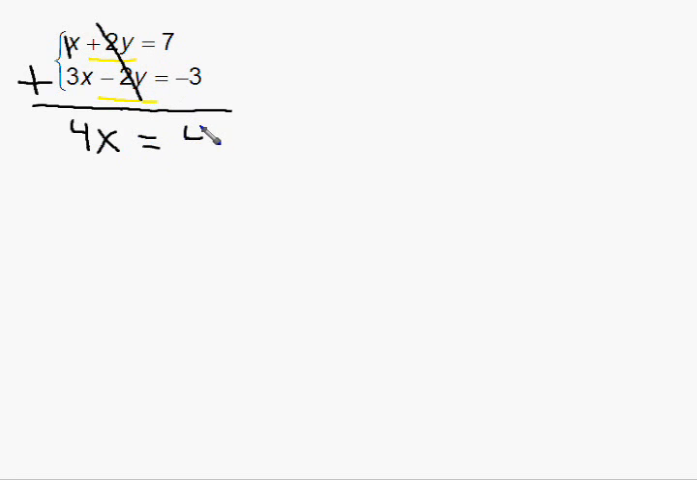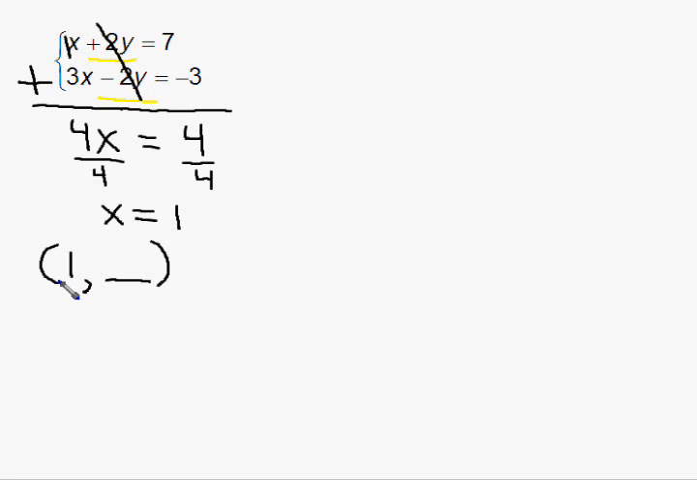So that means we're going to add the corresponding elements of these two equations. So 1x plus 3x gives us 4x. 2y minus 2y adds up to be 0, and therefore the y's are eliminated. And 7 plus negative 3 gives us 4. You'll notice the resulting equation has just a single variable of x in it, so we're going to be able to solve that by dividing both sides by 4. And that gives us that x is equal to 1.